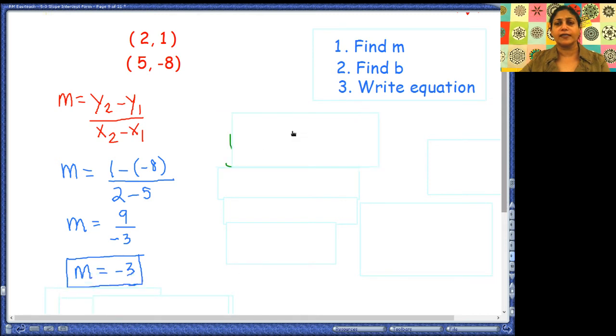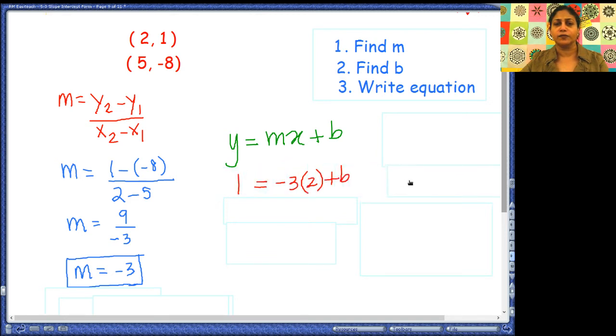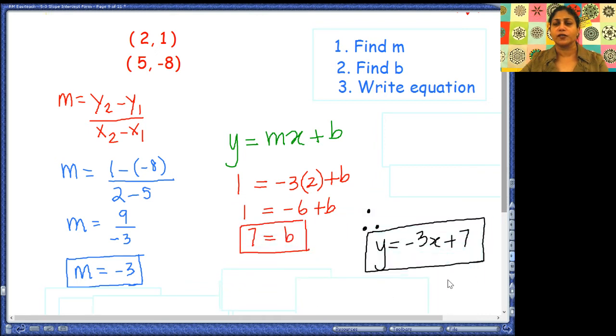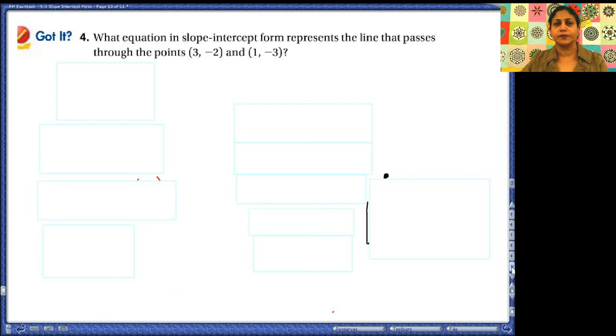In this case, m is equal to negative 3. And since we're looking for the slope-intercept form, you can use any of these ordered pairs to plug in for x, y, and plug in for m like so. Solve for b. Turns out b is equal to 7, so the equation is y equals negative 3x plus 7. You want to try this on your own, pause the video and see if you can do this.